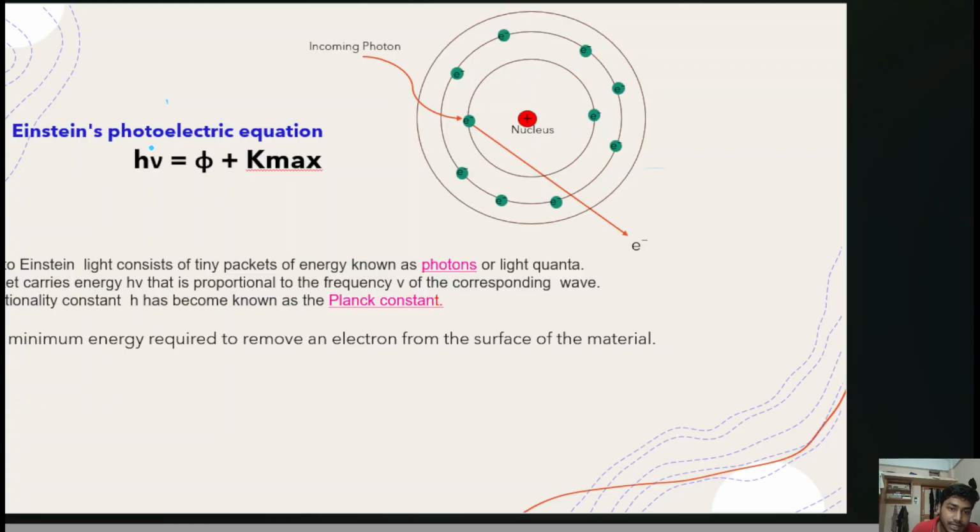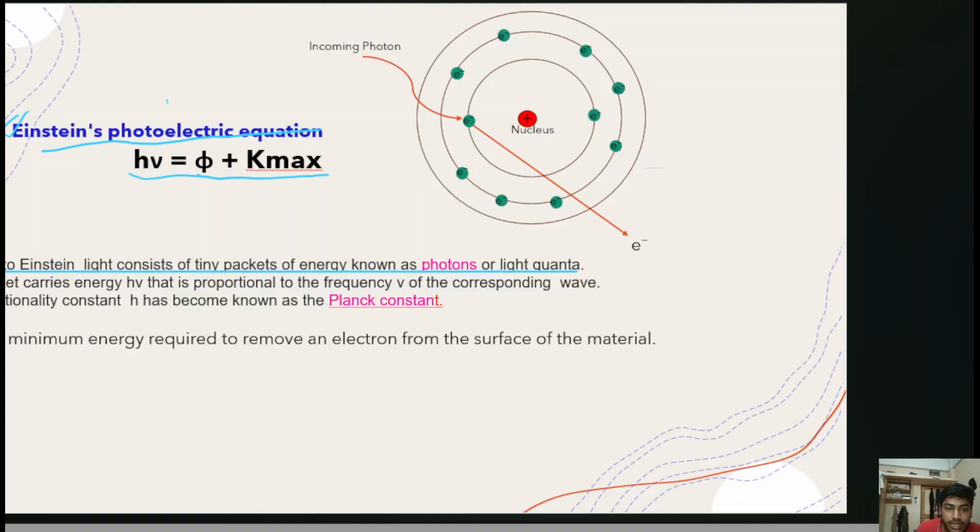What did Einstein tell? Okay. According to Einstein, the photoelectric equation is h nu equal to phi plus kinetic energy maximum. I'll discuss that equation later. According to Einstein, light consists of tiny packets of energy known as photons or light quanta.